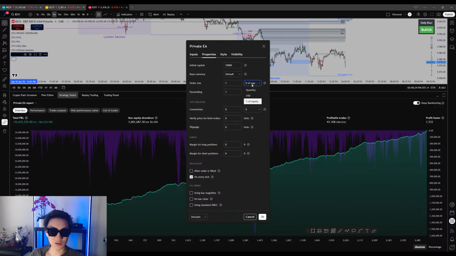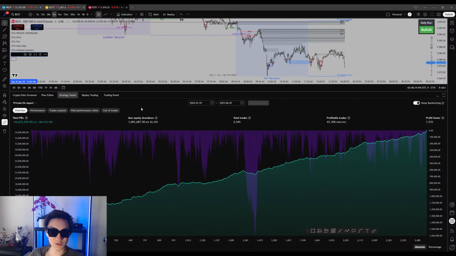It just doesn't work. Like 1% of equity, it just doesn't work. I don't know why. I tried changing it to using USD, also quantity as well. It made no difference to the max drawdown and total P&L and risk per trade. So I'm honestly not sure if that's a TradingView bug or not, but it doesn't work. So we'll just have to relatively divide these two numbers by 10.